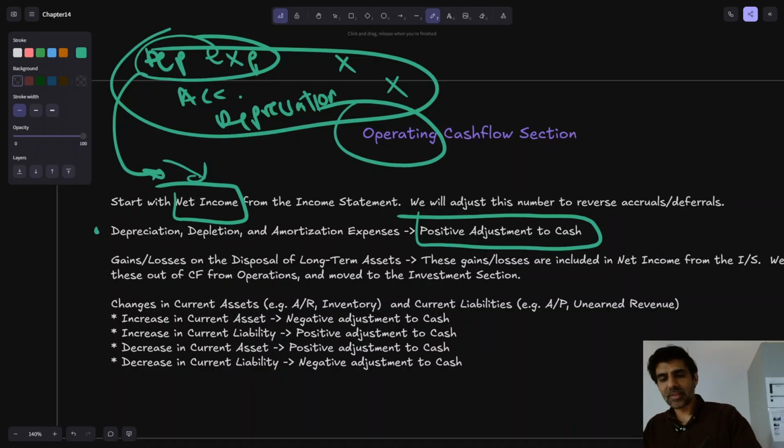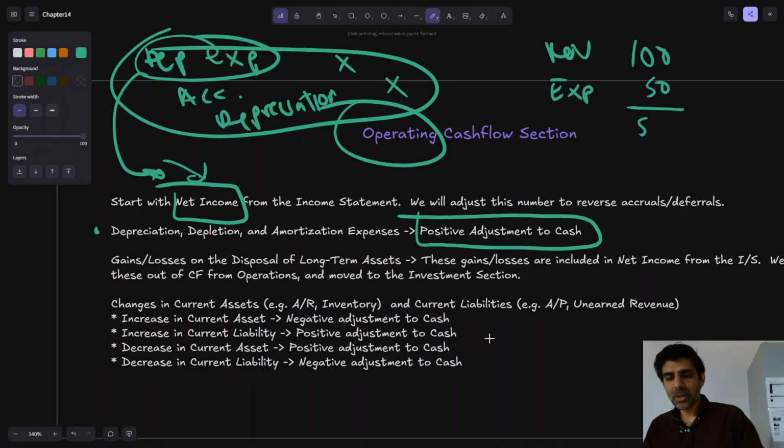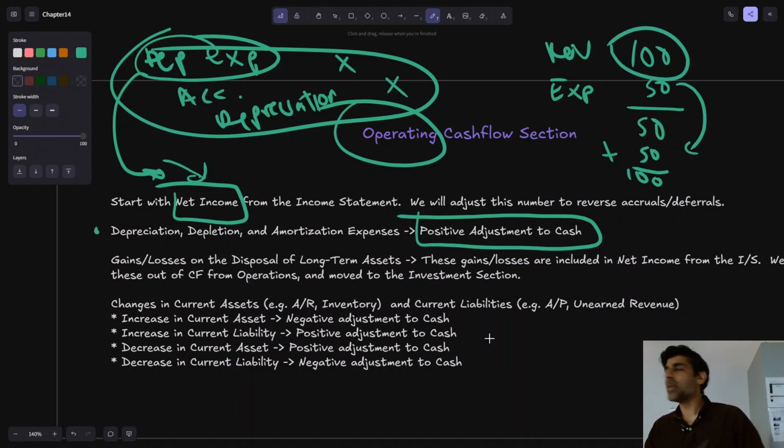So just to give you a number, let's say we had $100 of revenue. We only had one expense, and assume this revenue is all cash. We're like Costco. Okay, we got $100 of cash. We had one expense, which is depreciation for $50. Our net income is $50, but we want to get back to how much cash flow we brought in. What we're going to do is add this 50 back. Again, assuming this is all cash, we now have how much cash came in the door.